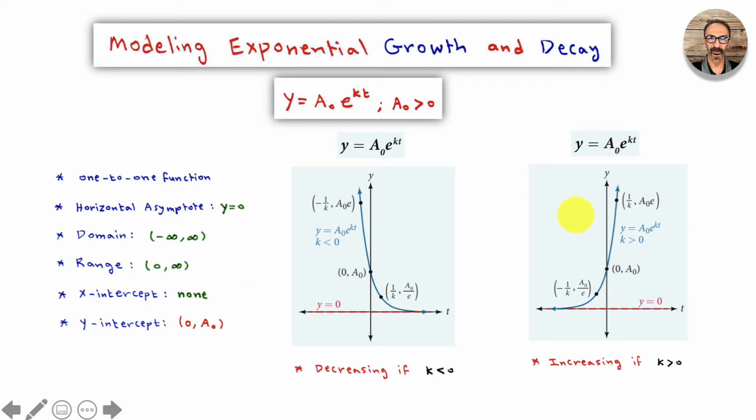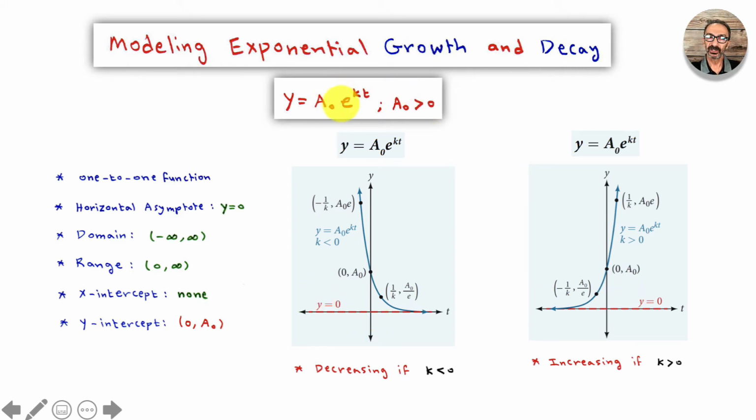They both share a lot, and they are right here. One-to-one function. They pass the horizontal line test, which means they do have inverse functions. Horizontal asymptote is the x-axis, y equals 0. The domain is all real numbers in both cases. The range is from 0, not including 0, up to infinity. X-intercept will be none because they don't touch the x-axis. The x-axis is the horizontal asymptote.